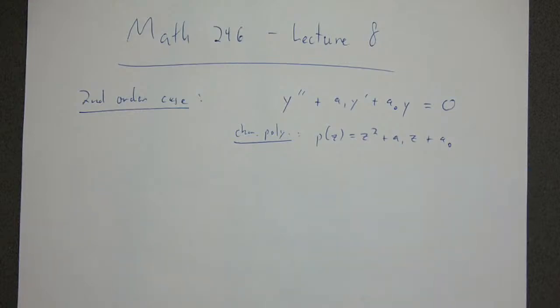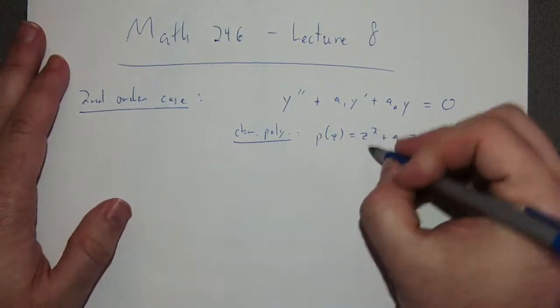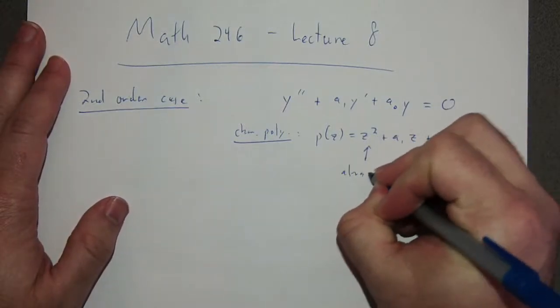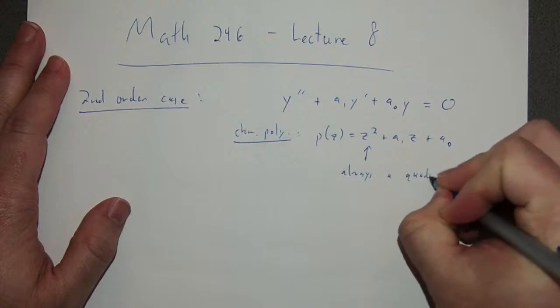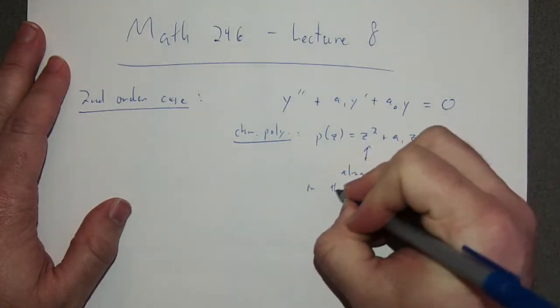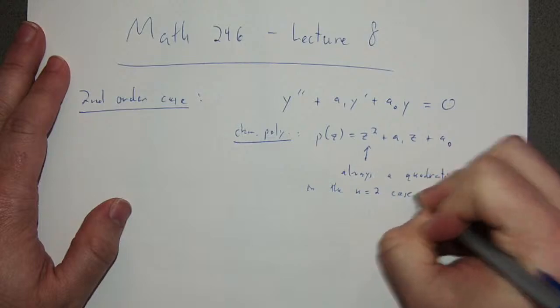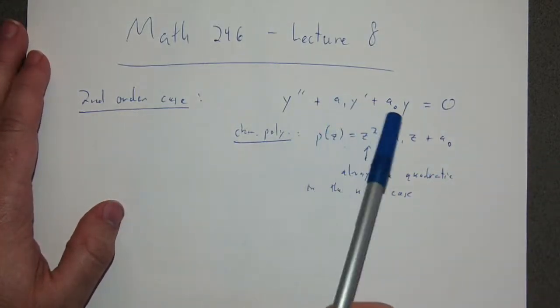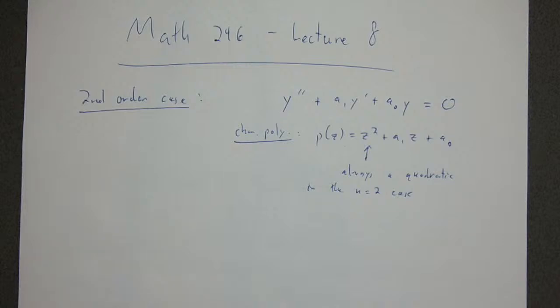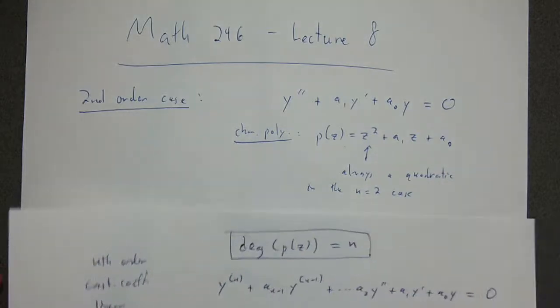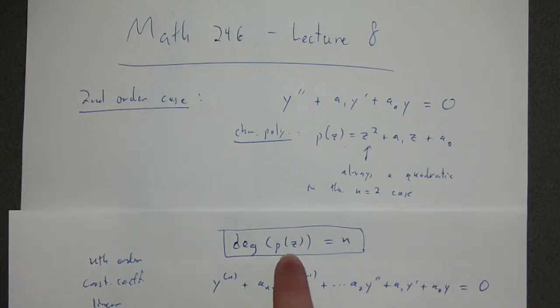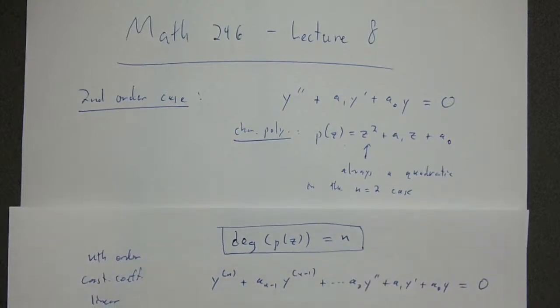Writing it like that really doesn't do me any good, because if I want to actually get at what's going on, I need to see what happens in each case. The point to stress, though, is that this is always a quadratic in the n equals 2 case, n here referring to the order of the differential equation. For a third order equation, this would always be a cubic polynomial. For a fourth order equation, it would be a quartic, or fourth degree polynomial, and so on. This is because the degree of the characteristic polynomial is n, the order of this differential equation.